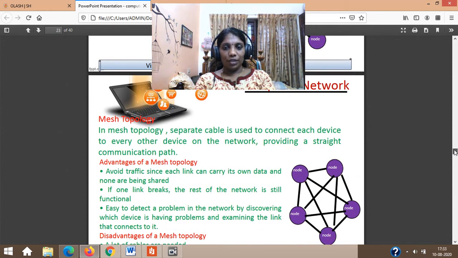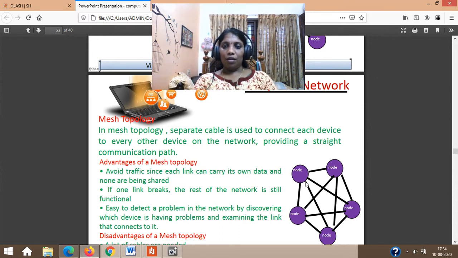We move on to what is called mesh. Look at the diagram. I'll show you the diagram in another way also. What is the specialty here? Each device, each computer, is connected to every other computer in the network, providing one-to-one communication. So there is no hub or central backbone like bus, or in a ring from one to one like that.